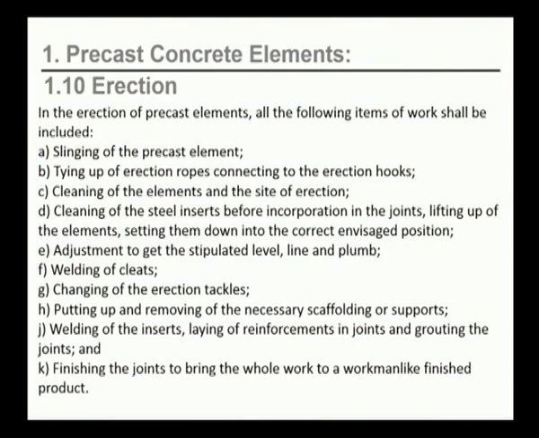Now, erection of these precast elements. In the erection of precast elements, all the items of work shall be included. The first point is slinging of the precast elements. The second point is tying up of erection ropes connecting to the erection hooks. The third point is cleaning of the elements and the site of erection. The fourth point, the cleaning of the steel inserts before incorporation in the joints, lifting up of the elements, setting them down to the correct envisaged position as per the drawing. The fifth point is adjustment to get the stipulated level, line and plumb.